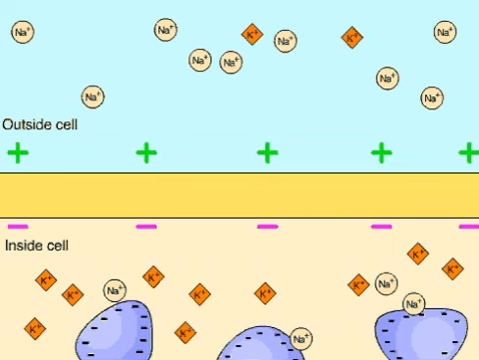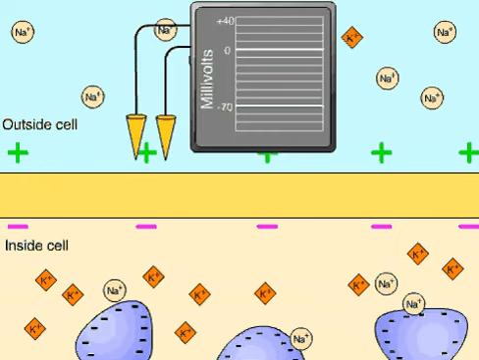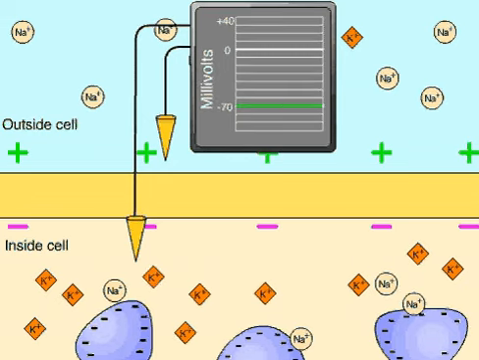Like a flashlight battery, the difference in electrical charge carries potential energy, which can be measured as a voltage. The oscilloscope shows this charge difference, called the resting potential, in millivolts. A neuron has a resting potential of about minus 70 millivolts. What causes the resting potential?